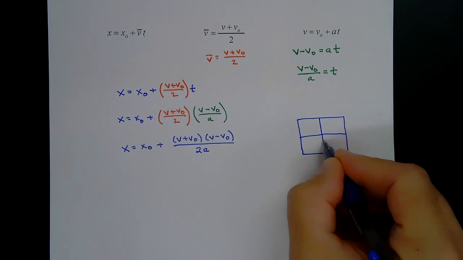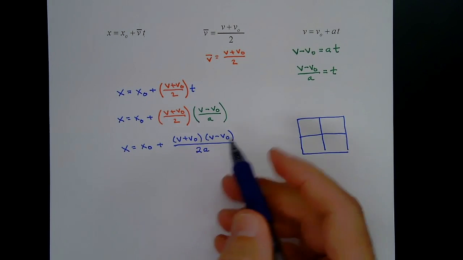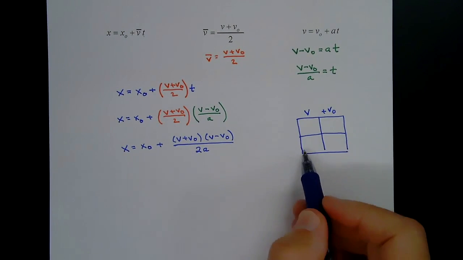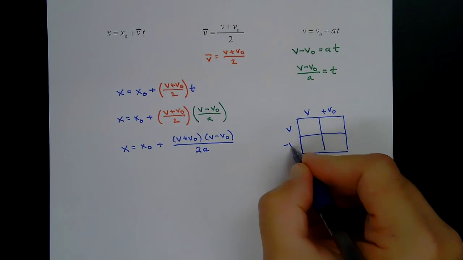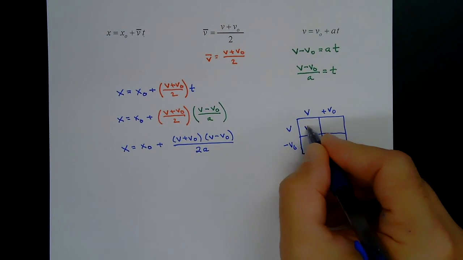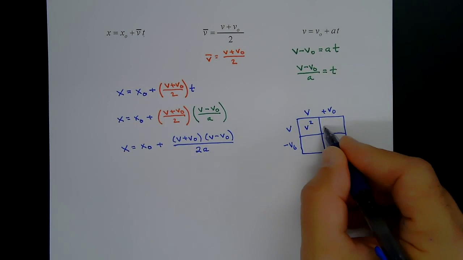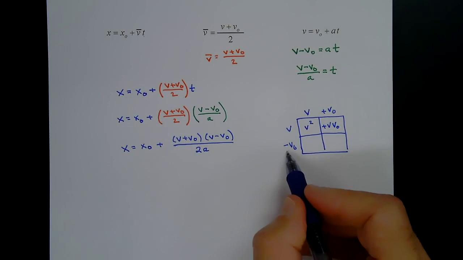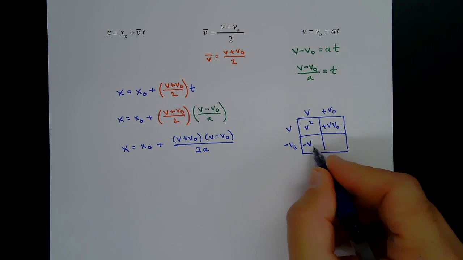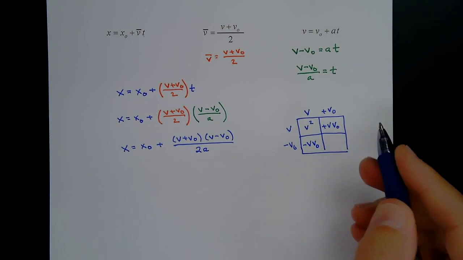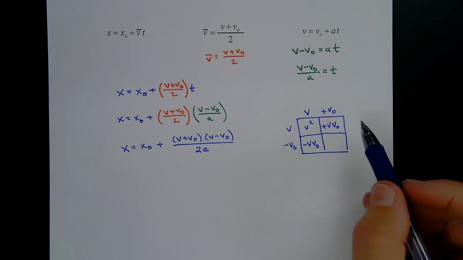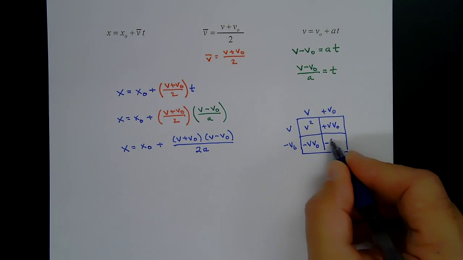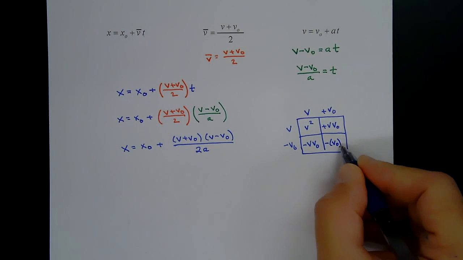So I'm going to do 2 by 2. The top is going to be v plus v sub o. This side is going to be v minus v sub o. And so v times v is v squared. V times v sub o is positive v times v sub o. V times negative v sub o would be negative v times v sub o. And do you guys realize this is a difference of squares? You might. And a positive times negative is going to be negative. And then this is going to be v sub o squared.